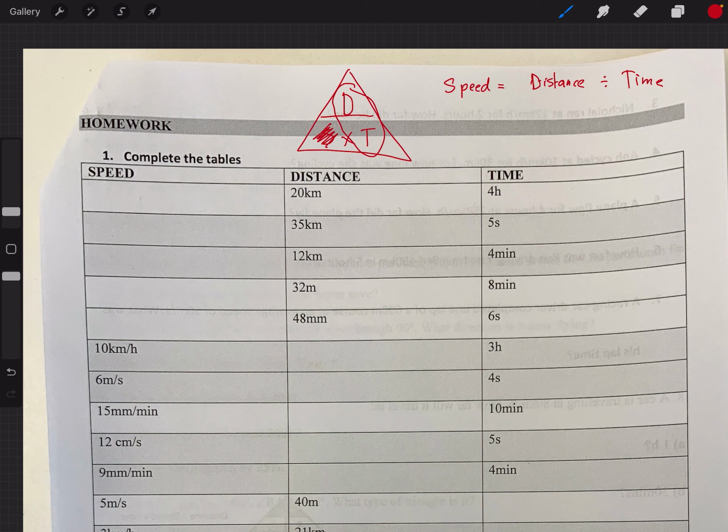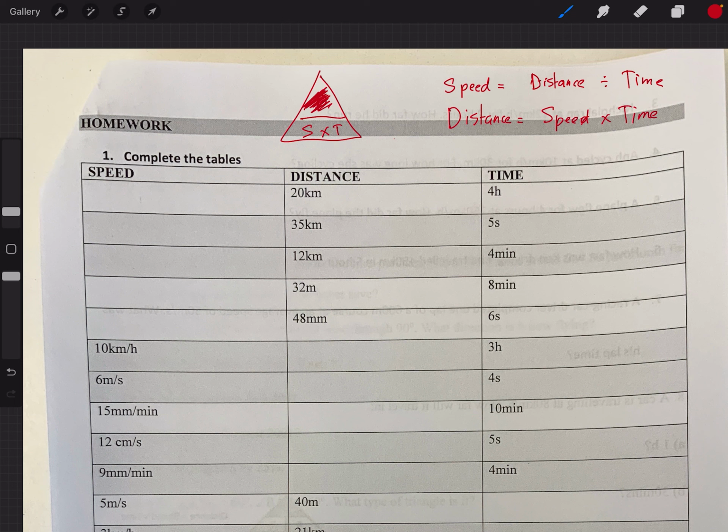Let's say you want to find the distance. Actually, let me redraw this. Suppose you want to find the distance, you cover up the d for distance, and you can see that it's going to be speed times time. So distance equals speed times time.